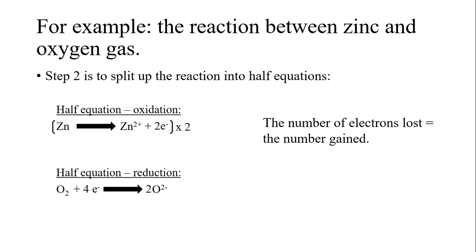So we need to multiply everything in the first half equation by 2 to get 4 electrons up here, because we have 4 electrons down here. If you do that, you will have this. So 2 zinc turns into 2 zinc 2+ ions, and 4 electrons are lost, perfect for every oxygen molecule.